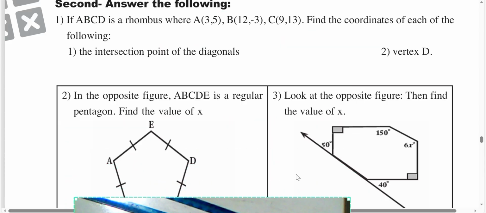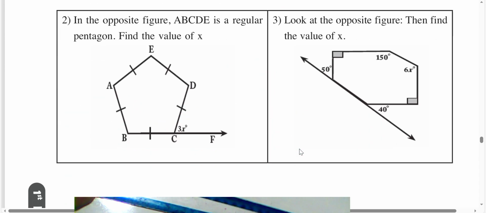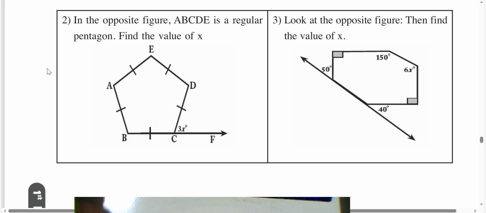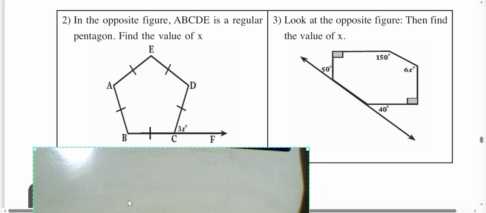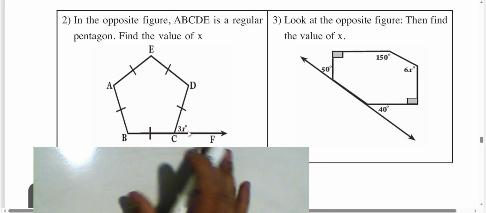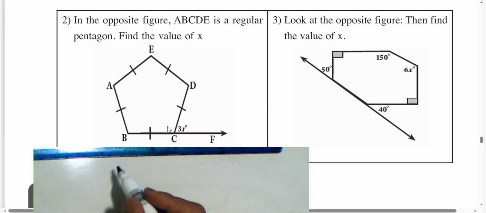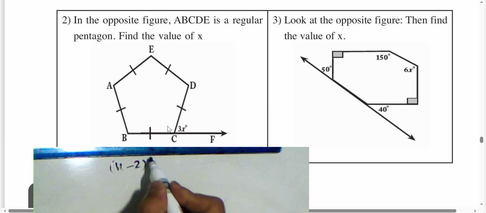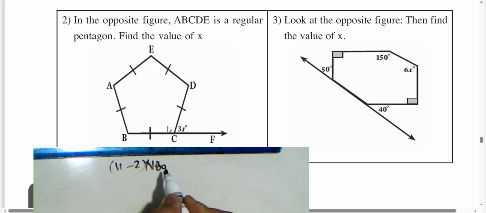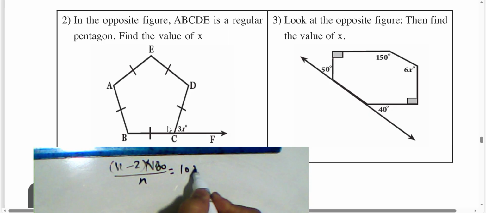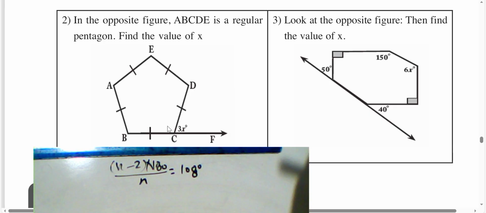Next question. Look at here, we have the opposite number 2. We have 1, 2, 3, 4, 5, a regular pentagon. We can find the measure of angle x here. How? We can find the measure of interior angle of pentagon. We can write (n minus 2) times 180 divided by n. The result will be 108 degrees. The measure of interior angle here will be 108 degrees.